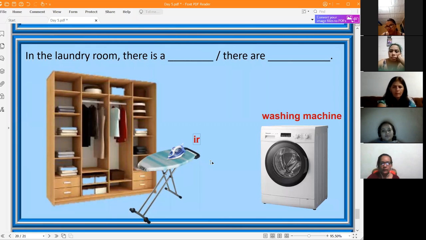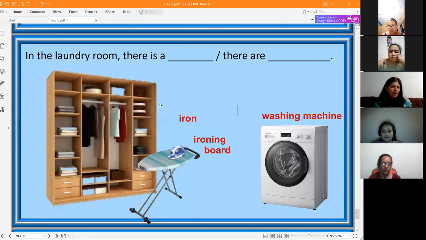Ironing board. And this one? This one is an iron. This is an iron. This is an ironing board.